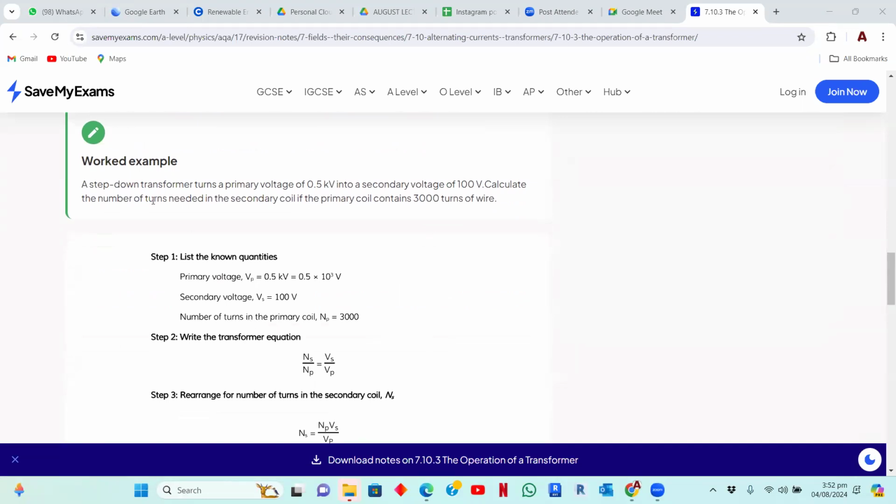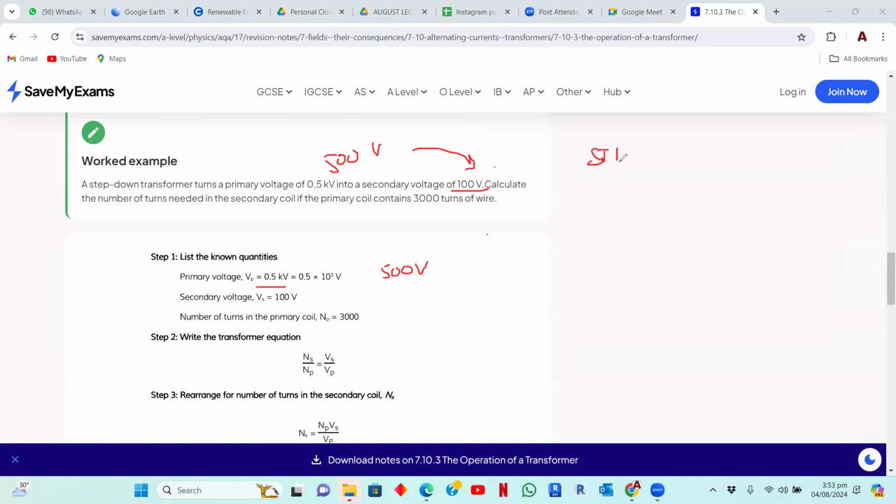Let's look at this worked example. A step-down transformer turns a primary voltage of 5 kilovolts into a secondary voltage of 100 volts. Calculate the number of turns needed in the secondary coil if the primary coil contains 3,000 turns of wire. So now primary voltage is 0.5 kilovolts, which is going to be equal to 0.5 times 10 to the power of 3, 1, 2, 3. So it's going to be equal to 500 volts. So you've got 500 volts over here. Voltage at primary, and the voltage secondary is supposed to be 100 volts. So we're basically converting this 500 volts into 100 volts through a step-down transformer.